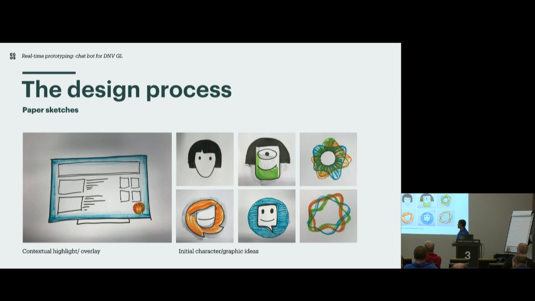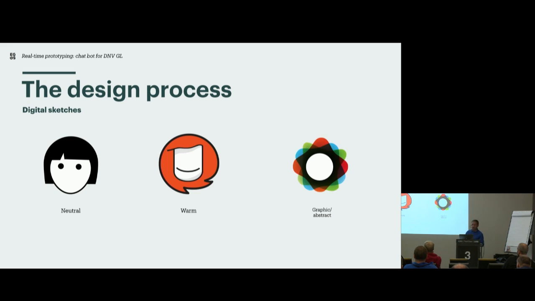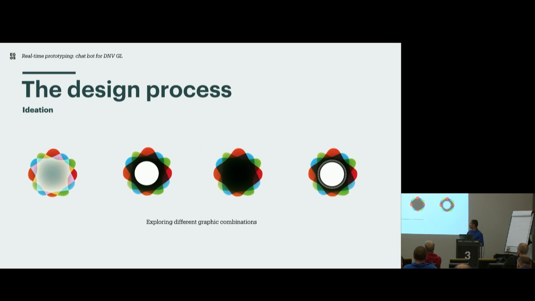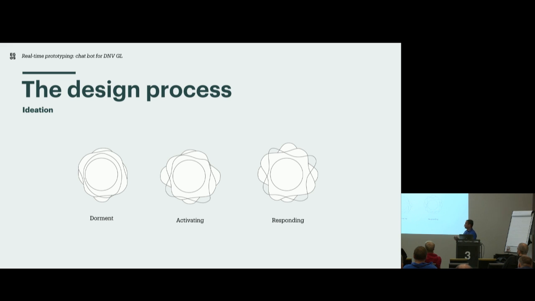So I started playing around with this character, making a few sketches of how this could look, and went from something fairly neutral looking to something warm, and then something a bit more graphic. I suppose the inspiration for this was to marry, like the client says, something between Cortana and Siri. So that was more or less the reason why we started playing around with these shapes, and thinking of how it would behave in terms of movement and response to your own voice and to its own voice.